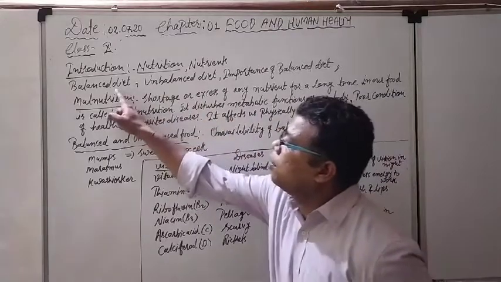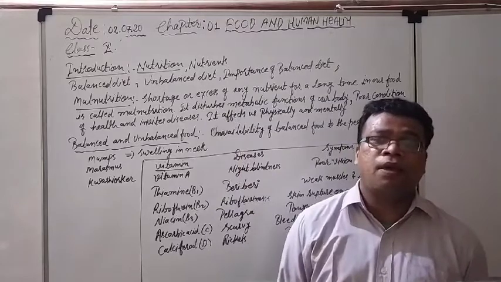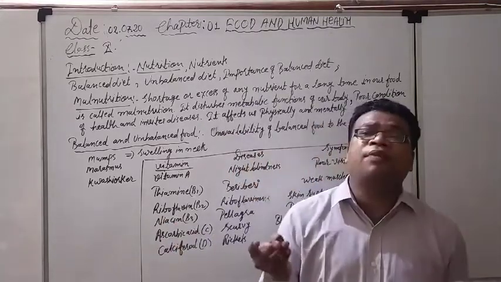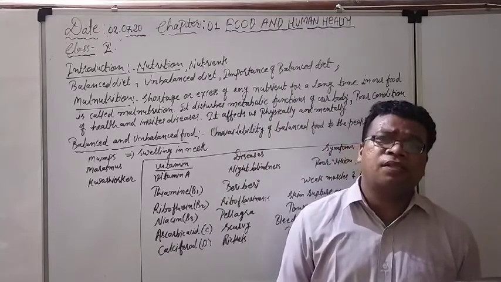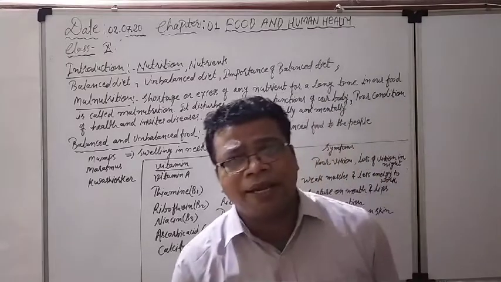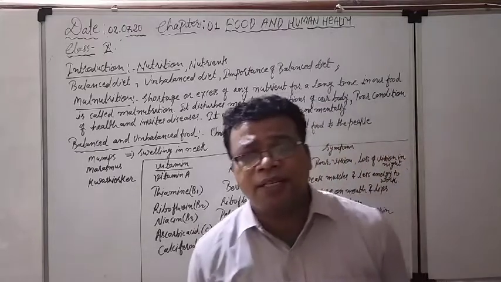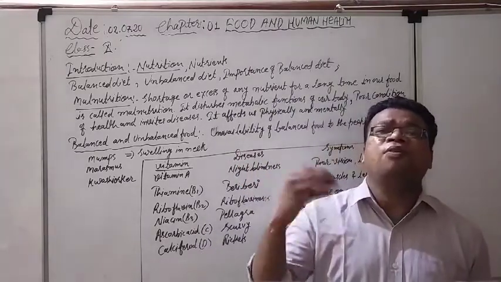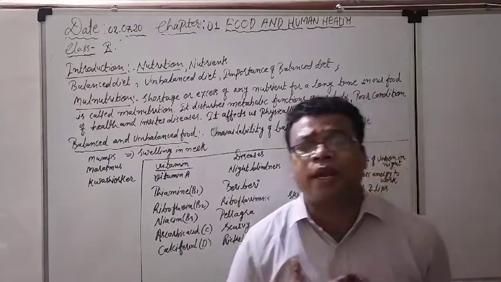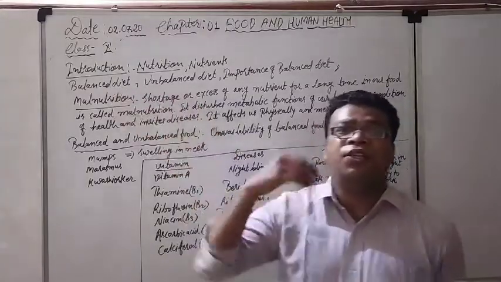Now we have to talk about the balanced diet. That is going to be very important here. What is a balanced diet? The diet which contains all kinds of nutrients like carbohydrates, proteins, vitamins, fats, minerals in a proper amount, along with water and roughage, and which is very necessary for the proper growth and development of our human body. That particular diet is known as a balanced diet.